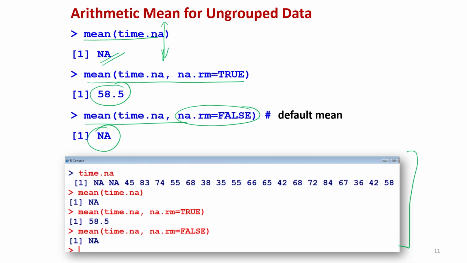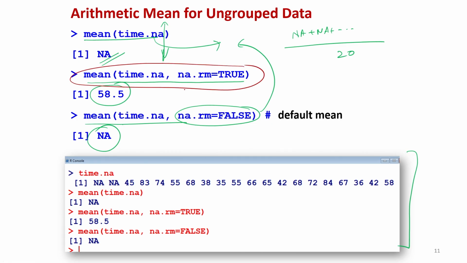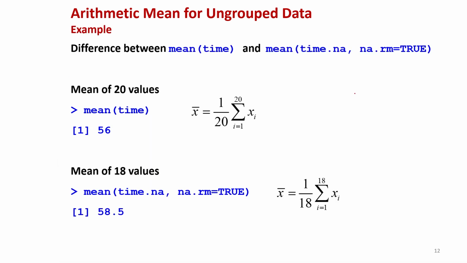So, you can see here the screenshot of the same operation. What is happening in the first case or the third case is that it is trying to take all the values, NA plus NA plus all the values, divided by 20. And in the second case, it is trying to find the mean of the 18 available values, something like the sum for i going from 1 to 18 of x_i, divided by 18, right.